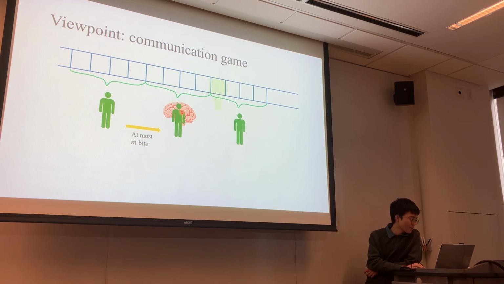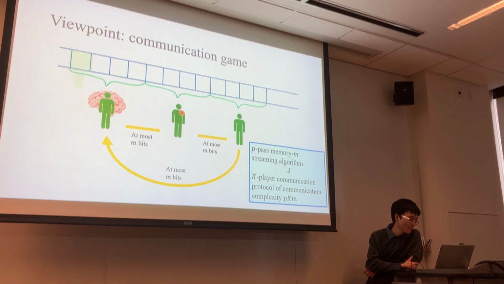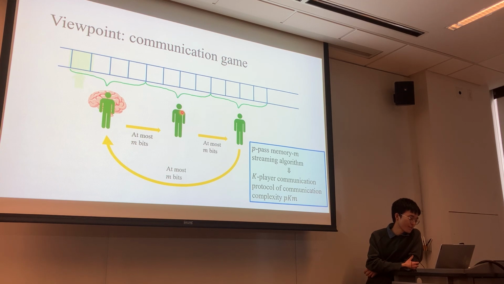And so on. When the tape head goes into the territory of the third player, the Turing machine is again thrown to the third player. That incurs n bits of communication. And when the tape head comes back to the left endpoint, finally there is a communication of n bits back to the first player. So in this way, we can view a p-pass memory and streaming algorithm as a k-player communication protocol with total communication complexity p times k times n.